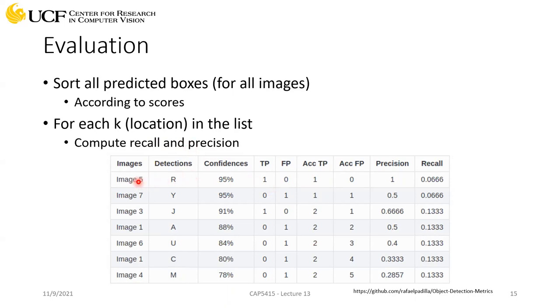So let's talk about the first row. This is coming from image five, the detection ID is R, the confidence score is 95. Now we don't care about this confidence score. It was used just to sort this list. Now the task is to compute true positive and false positive first.